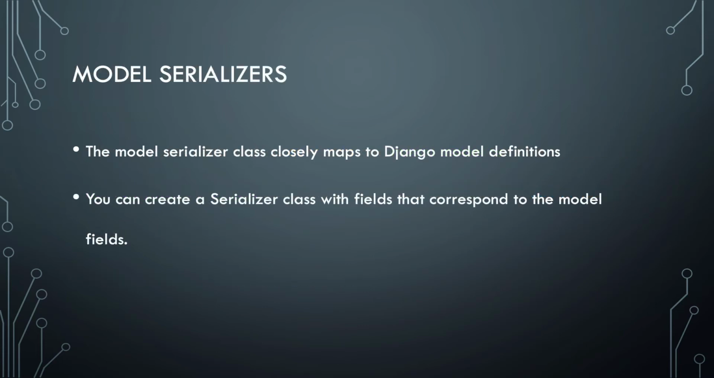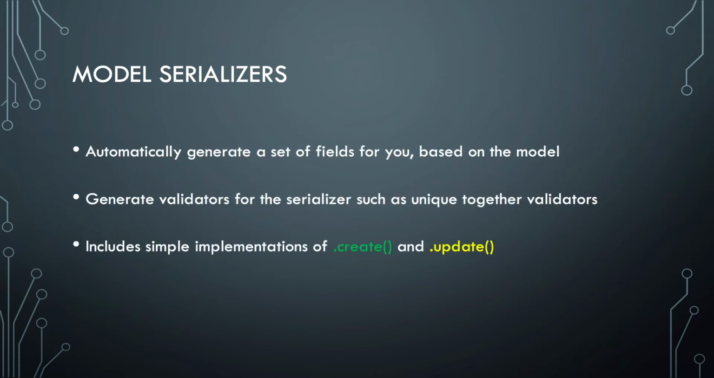The ModelSerializer class closely maps to Django model definitions. You can create a serializer class with fields that correspond to the model fields. Model serializers will automatically generate a set of fields for you based on the model. They will also generate validators for the serializer, such as unique together validators. A model serializer includes simple implementations of .create and .update methods.